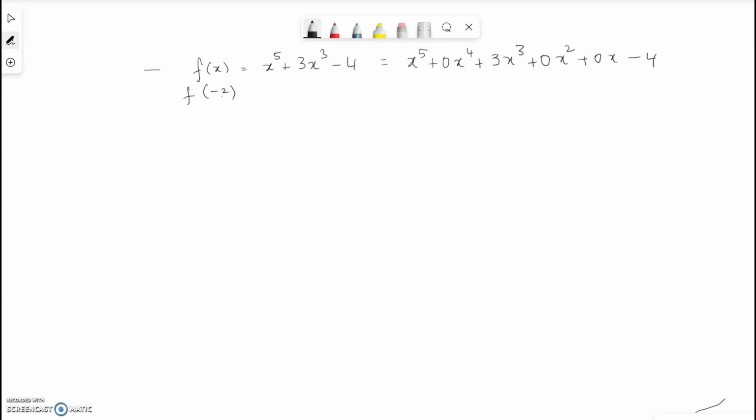We're given a polynomial function f of x equals x to the fifth plus 3x cubed minus 4, which can be written as x to the fifth plus 0x to the fourth plus 3x cubed plus 0x squared plus 0x minus 4. Suppose I want to evaluate the function at -2, which means this is how I could do it. (-2) to the fifth power plus 3 times (-2) to the third power minus 4. And that's how I would evaluate the function at x equals -2.